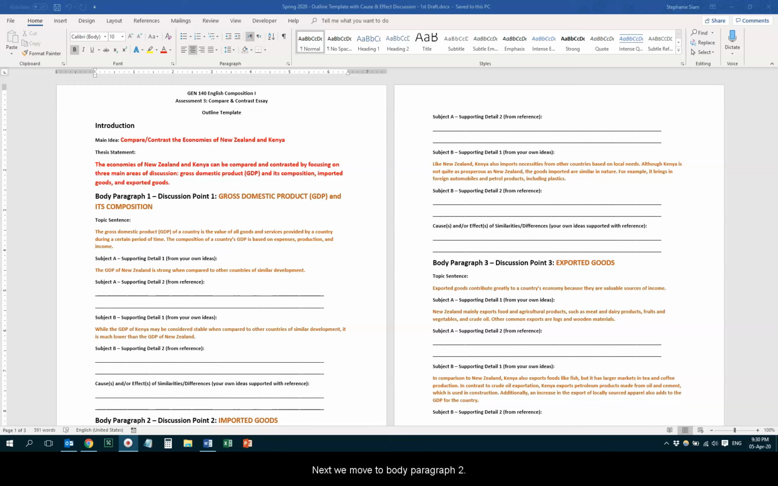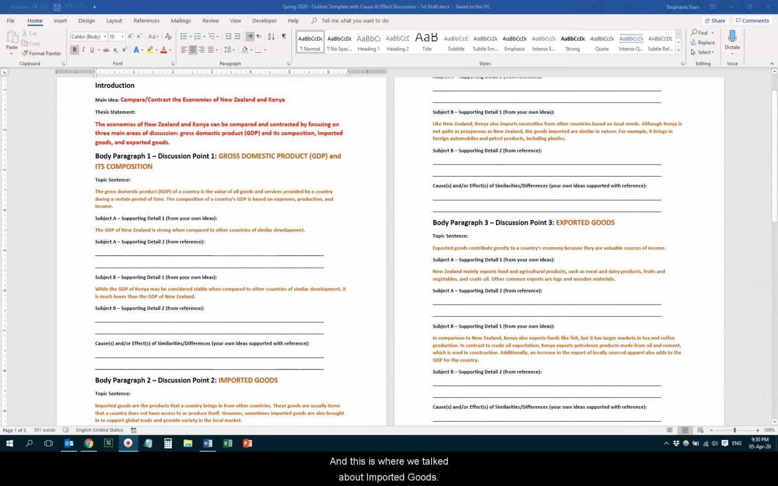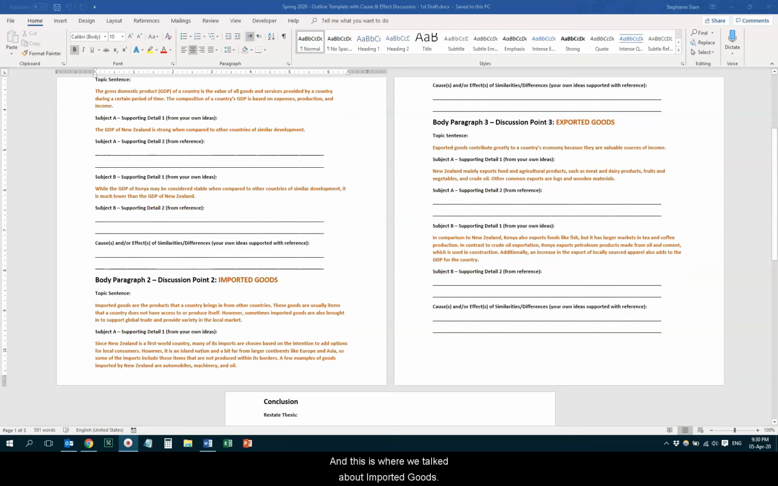Next we move to body paragraph 2, and this is where we talked about imported goods. The topic sentence says, imported goods are the products that a country brings in from other countries. These goods are usually items that a country does not have access to or produce itself. However, sometimes imported goods are also brought in to support global trade and provide variety in the local market. Then I have a supporting detail for subject A.